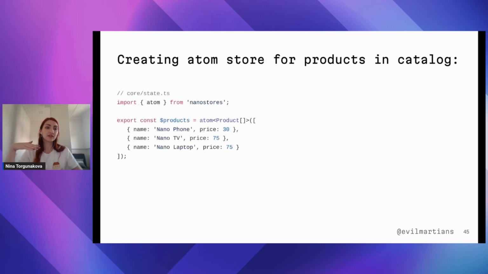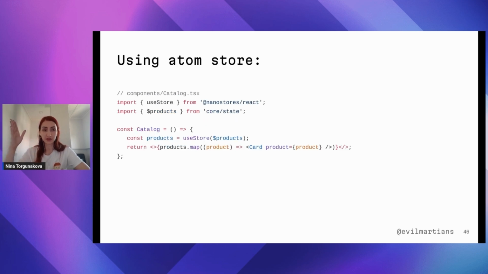First, we need to import the atom function from the Nano Stores library and initialize our store with the initial array. Each element in the array will contain a name and price. And we make this store exportable, so we can use it in our components.